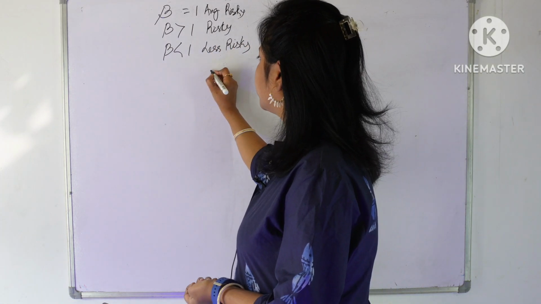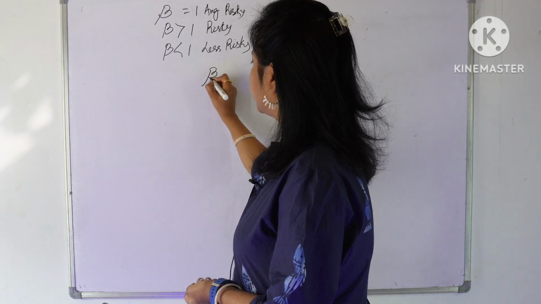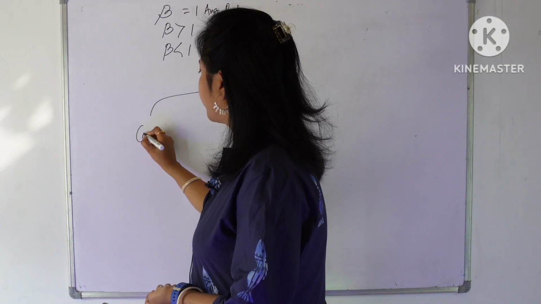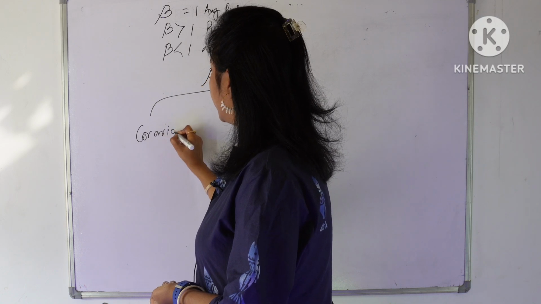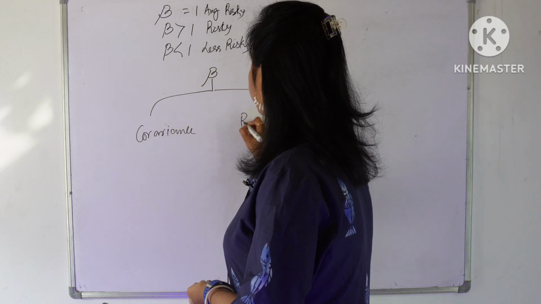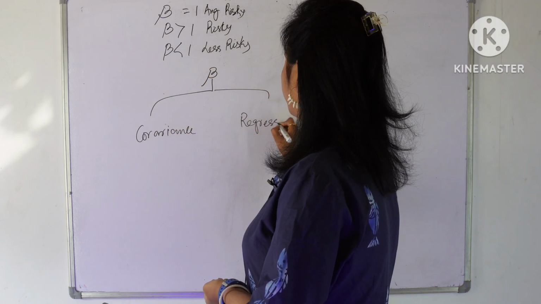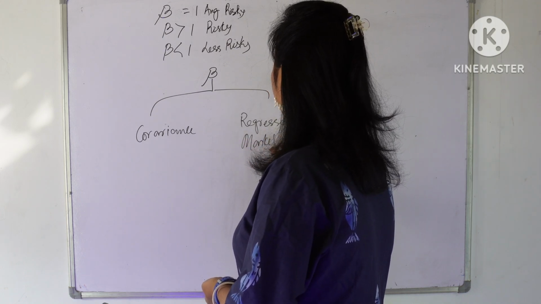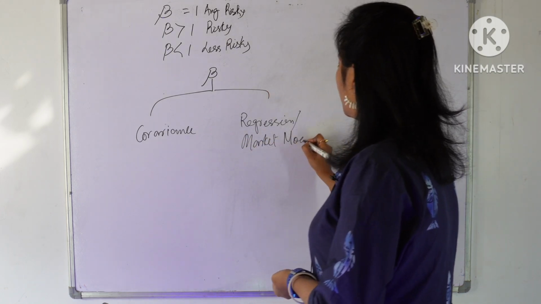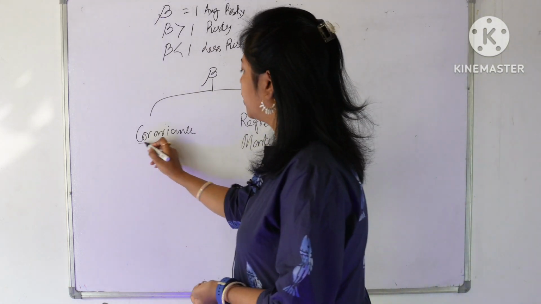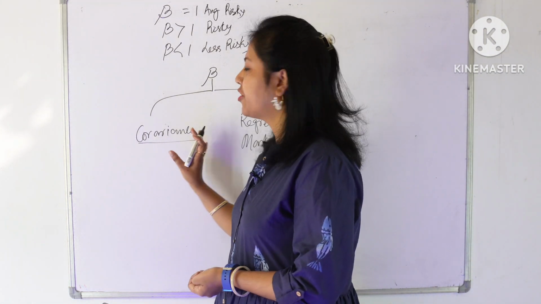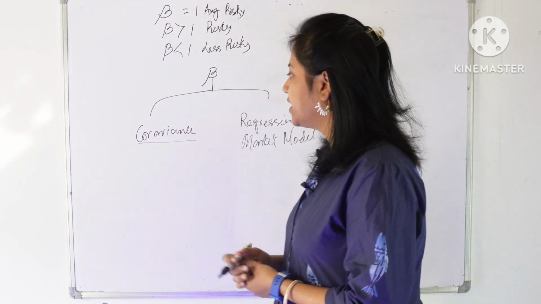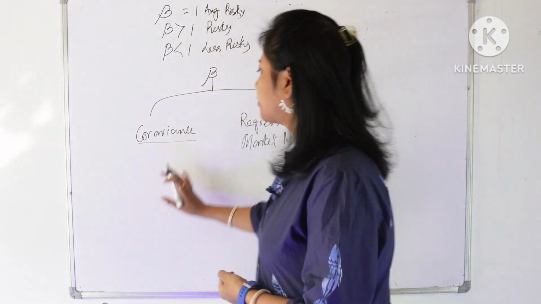Now the question is, there are two ways by which we can calculate beta. One is the correlation or covariance method, and the other one is the regression or market model. In this video, we will cover how to calculate beta under the covariance method as well as under the regression method. Now let me first give you the concept.